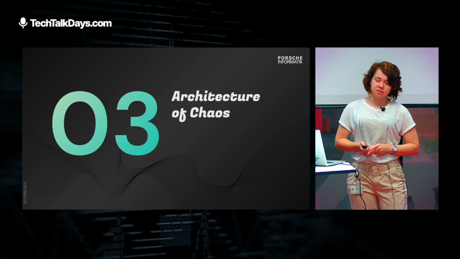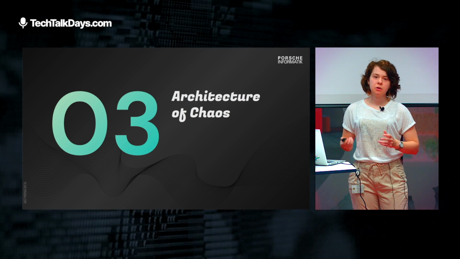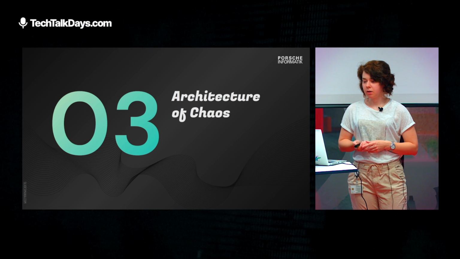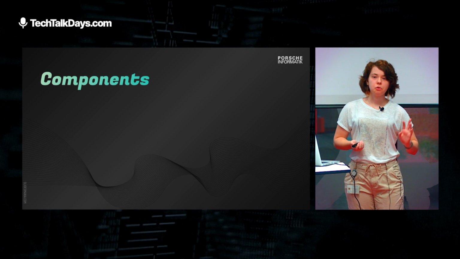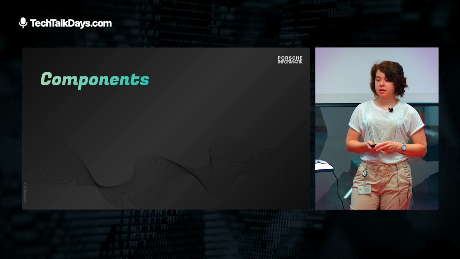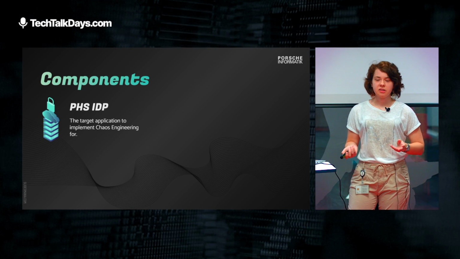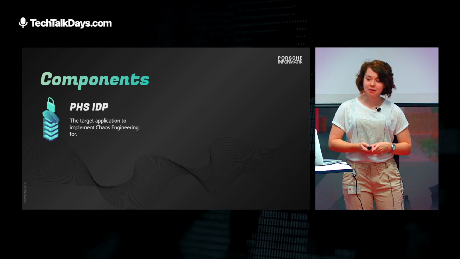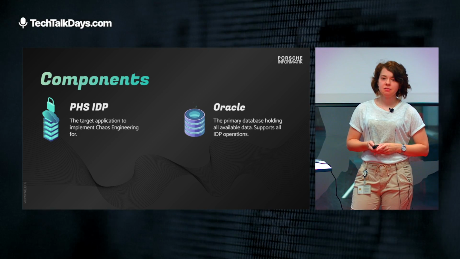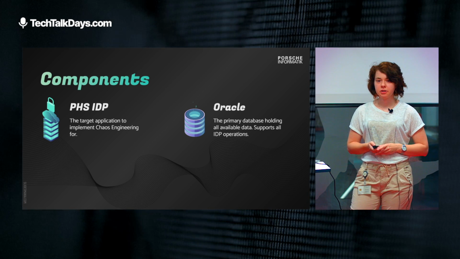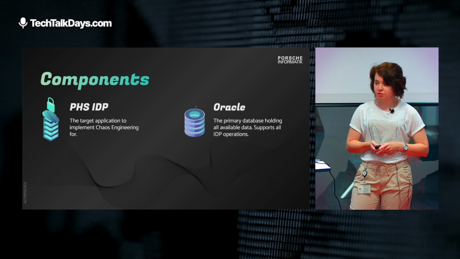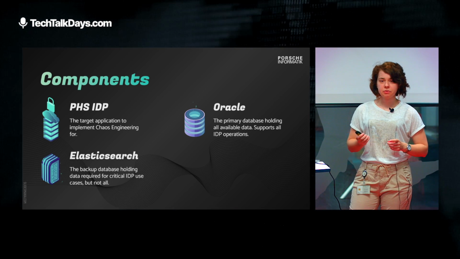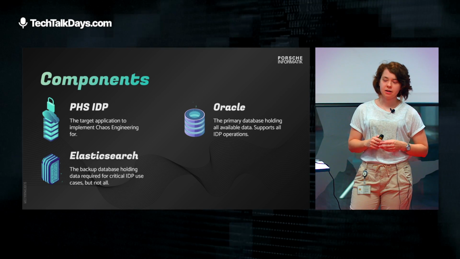So architecture of chaos means I will just go a little bit more into how we use this system to create chaos and implement chaos engineering. We have a total of 4 core components to our chaos engineering architecture. First, the PHS IDP, or Porsche Holding Salzburg Identity Provider, which you've already learned about. Then the Oracle database, which is our primary database supporting each and every function that the IDP offers. Then the Elasticsearch database, which provides core functionality in case the primary database is unavailable.